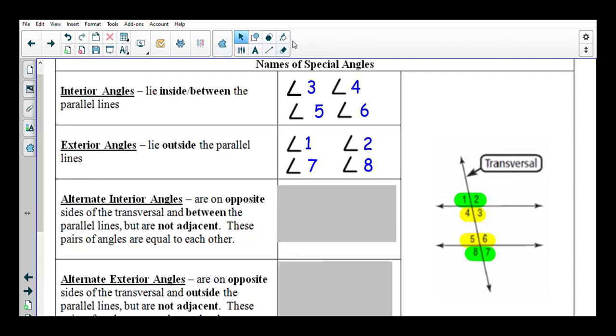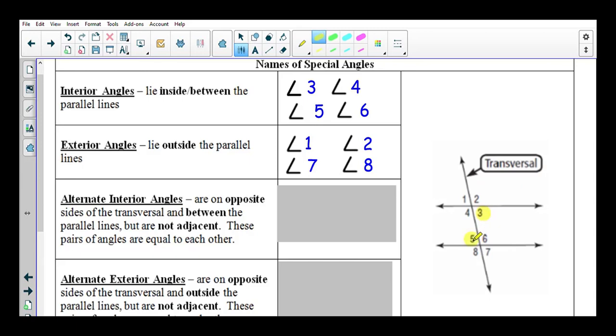Now things are going to get a little bit more complicated here. Now we have alternate interior angles. Alternate means like on opposite sides. Interior means between. So alternate interior angles are on opposite sides of the transversal. That's the alternate. And between the parallel lines, but they're also not adjacent. These pairs of angles are equal to each other. So there are 2 pairs of alternate interior angles.